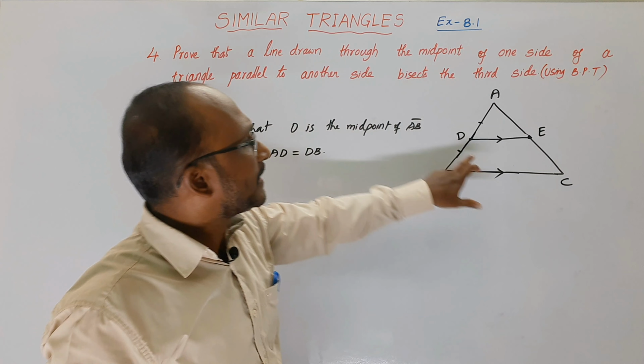Now, from these two results, what can we say? From the results 1 and 2, both BE by EC and BF by FE are equal to the same ratio BD by DA. That's why these two ratios must be equal. So, from the results 1 and 2, we can say that BE by EC is equal to BF by FE.